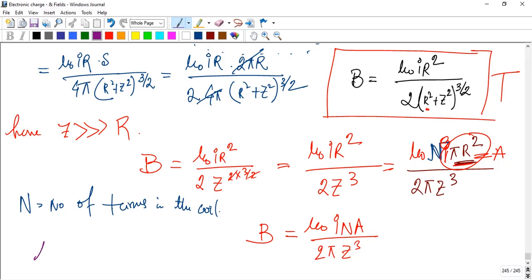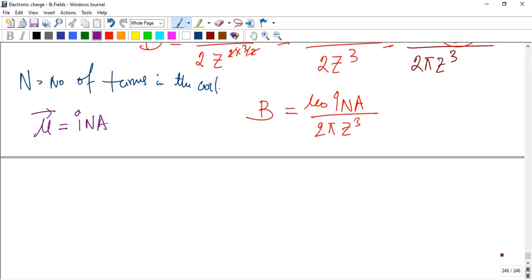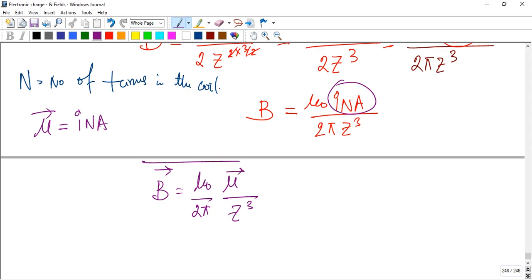So finally we get B equal to mu 0 by 2 pi, with I n A replaced by the vector mu, divided by z cube. That's the final expression of magnetic field, and the direction of B is the z direction.